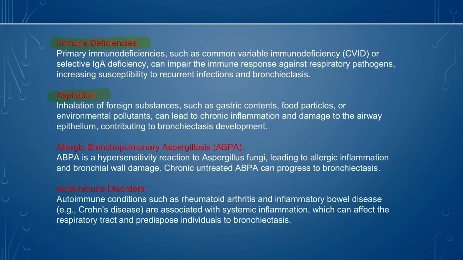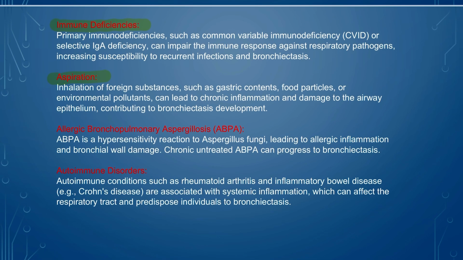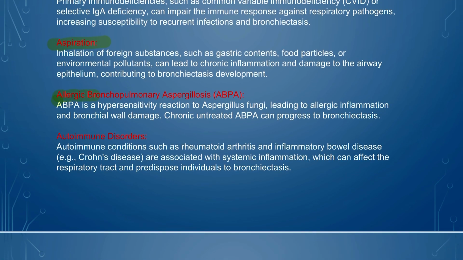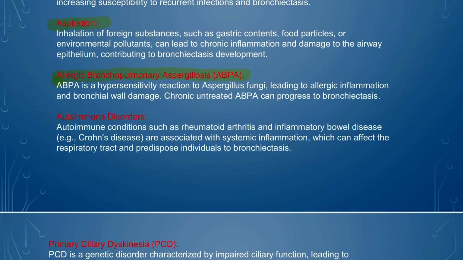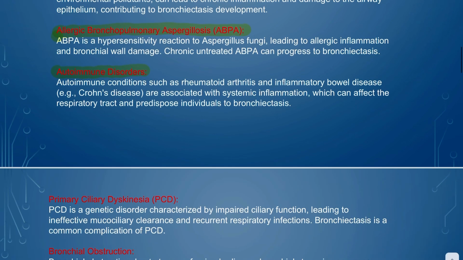Aspiration, inhalation of foreign substances such as gastric contents or food particles, air pollutants, any type of aspiration can sometimes lead to chronic inflammation, which causes damage to the airway epithelium, causing bronchiectasis. Allergic bronchopulmonary aspergillosis, we know, is a hypersensitivity reaction to Aspergillus fungi, leading to allergic inflammation and bronchial wall damage. Autoimmune disorders like rheumatoid arthritis and inflammatory bowel disease are associated with systemic inflammation and also can lead to bronchiectasis.